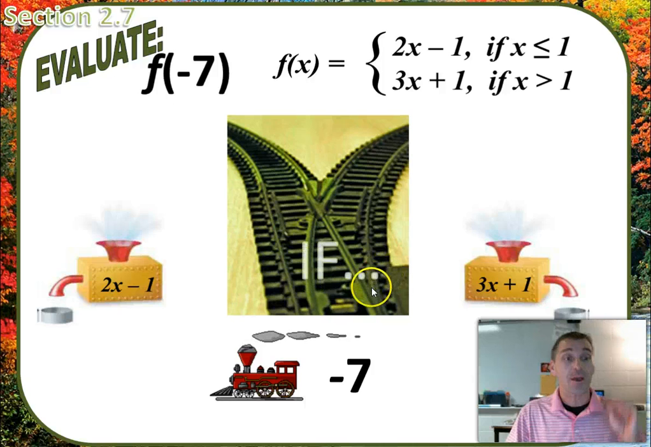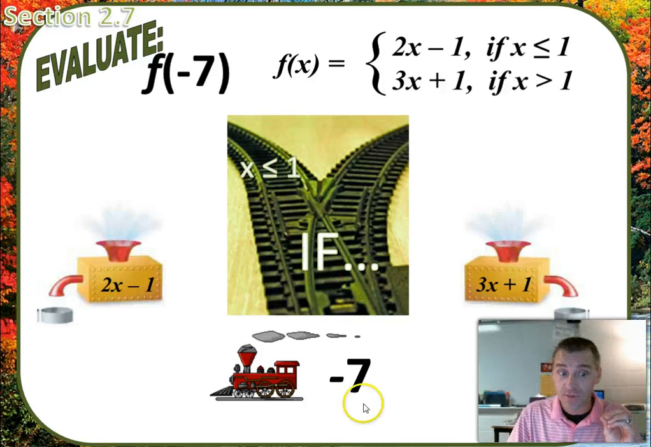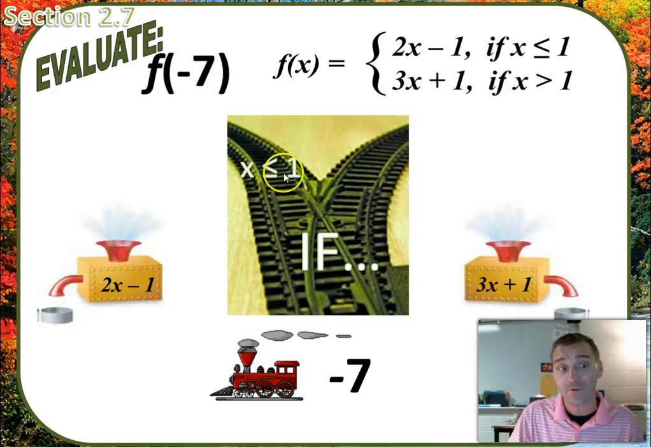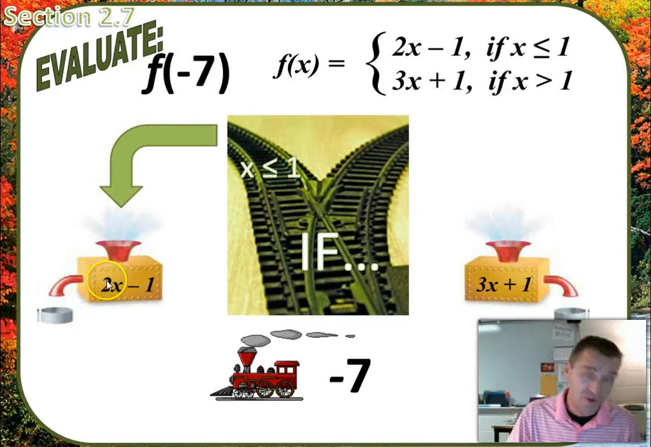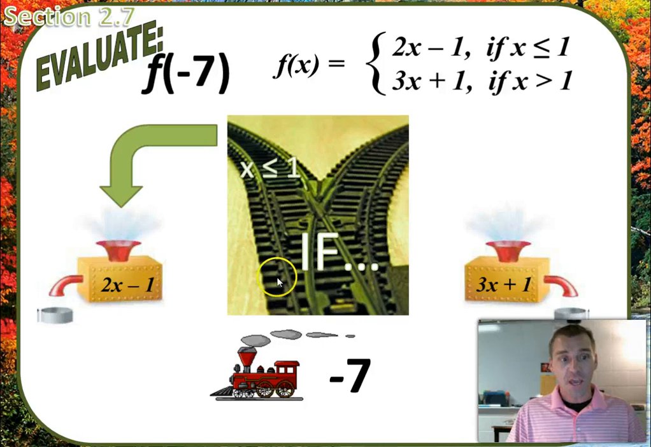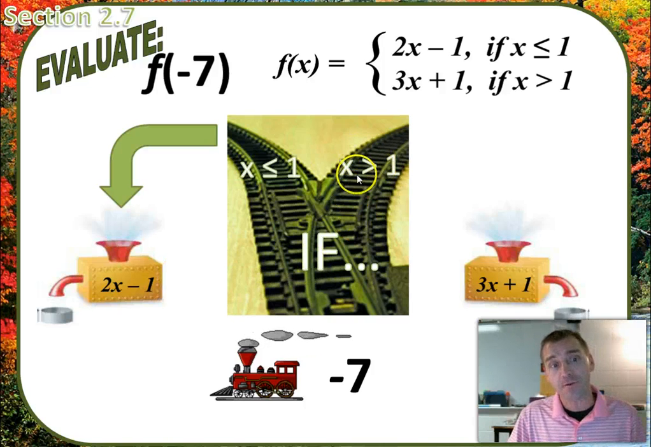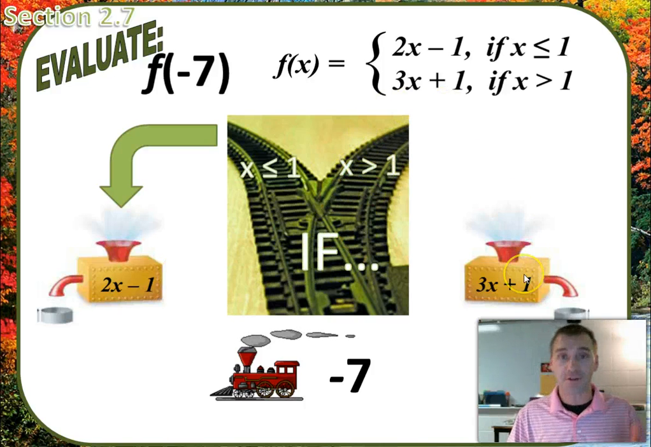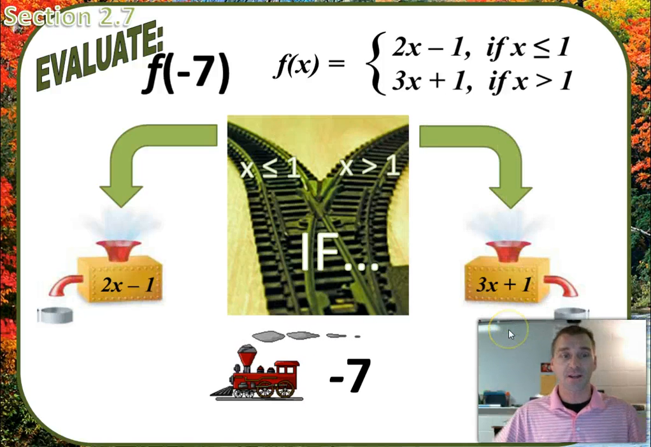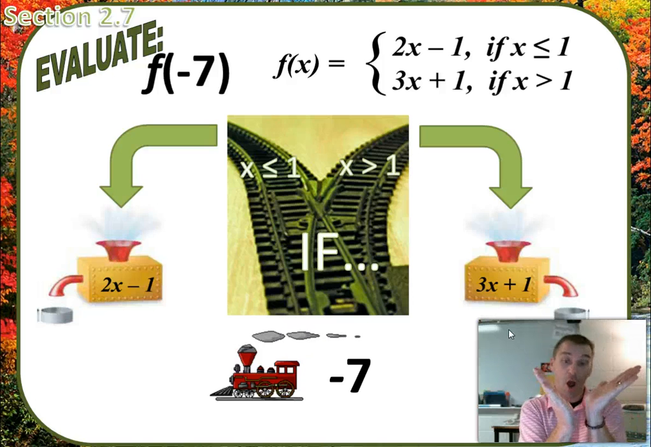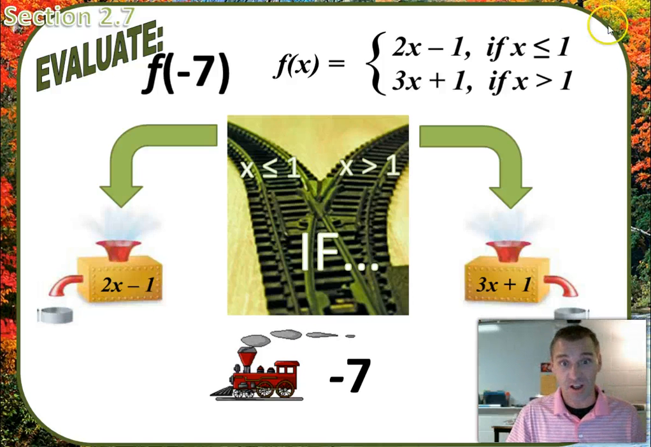So here's the scoop. If x, the input value, my domain value that I'm inputting into this function, -7, is less than or equal to 1, then I must go down this train track and into that function machine. If my x value is bigger than 1, then I go down that other part of the train track, into that function machine, and I evaluate it. So what determines which way you go on the train switch is the stuff that's right here.